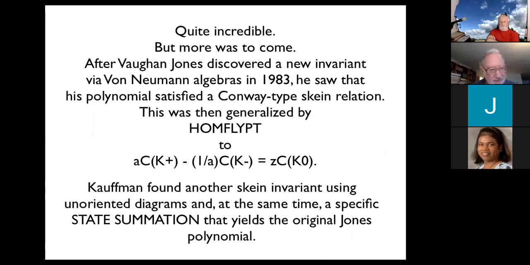And Kauffman found another skein invariant using unoriented diagrams, also a specific state summation for Jones. But I think we should stop at this point. And we can continue about some of this later on.